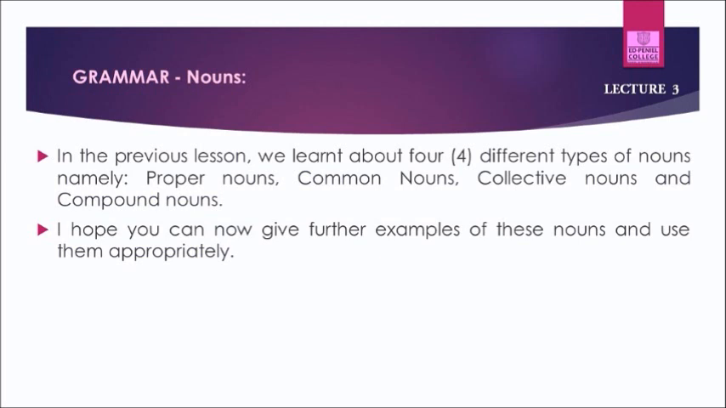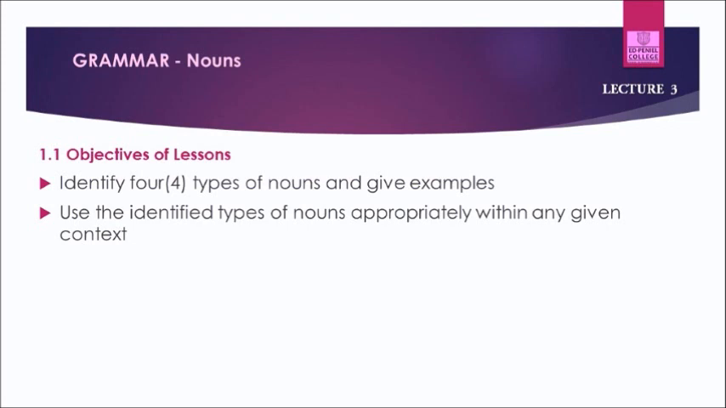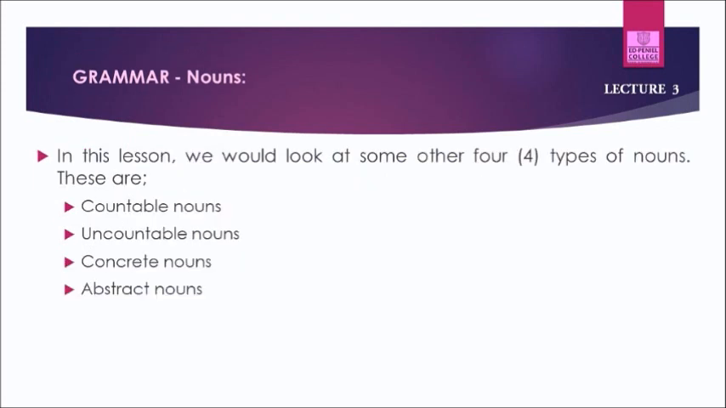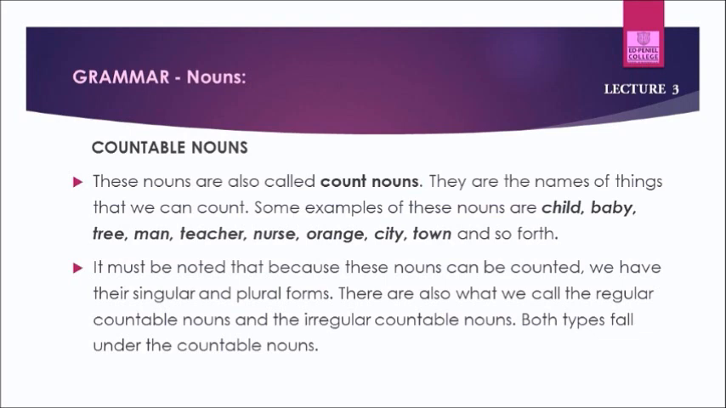So our objective for this particular lesson is to identify four more types of nouns, give at least 5 examples of each, and then look at how to use these examples. The types of nouns that we'll look at in this lesson are countable nouns, uncountable nouns, concrete nouns, and abstract nouns. Now let's take countable nouns.